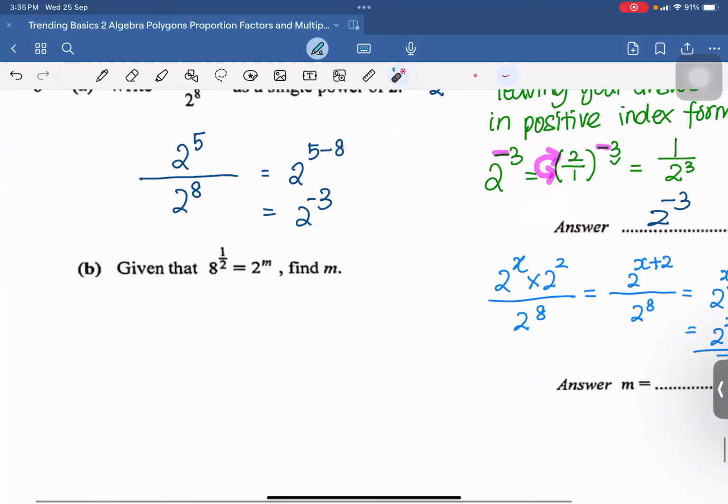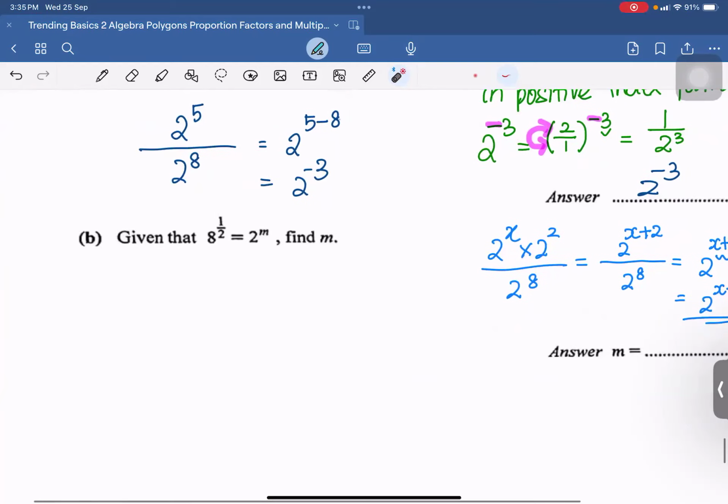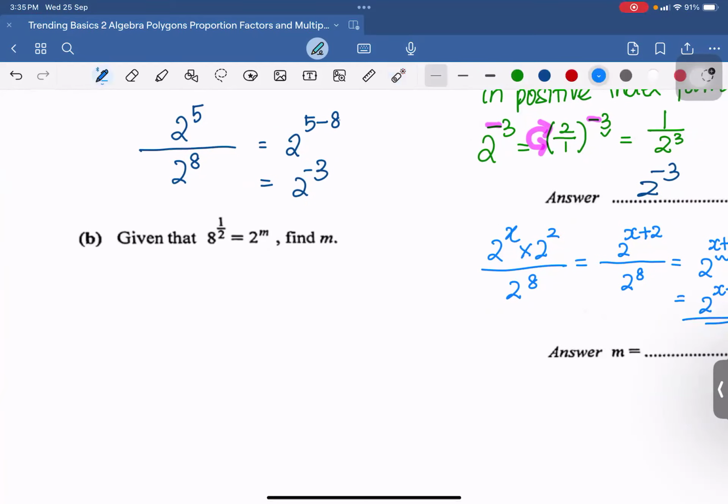Okay. Then next question. Now, how to do this kind of question? Observe, are the bases the same?